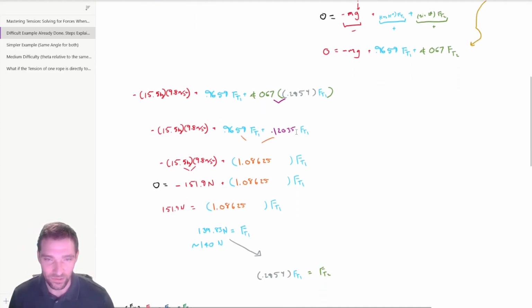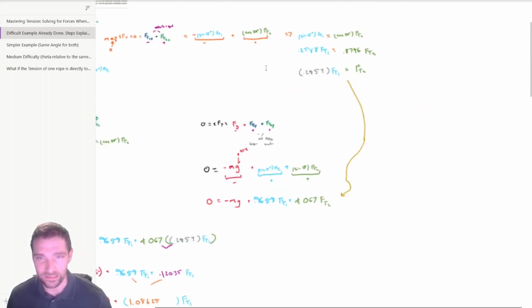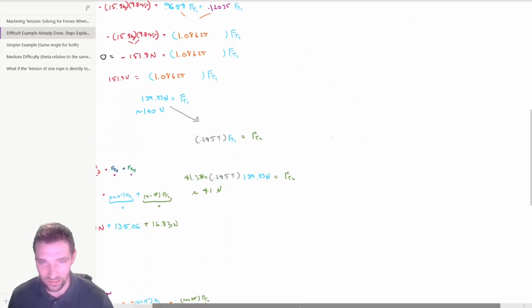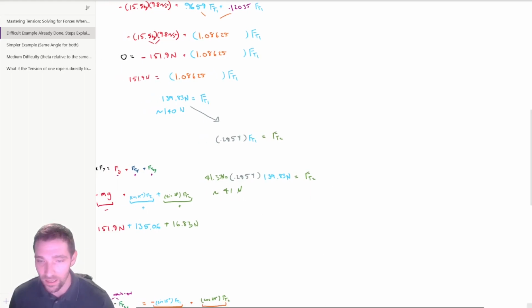And you should be able to solve for F_T1 relative to that gravity, which we know is 151.9. And so then you can solve for F_T1. I got about 139 or 140 newtons for that. Now that we have F_T1, you can relate that back to the sum of forces in the x-axis. We've got that equation, and you just plug it in, and that should tell you what F_T2 is, which I'm getting about 41 newtons.